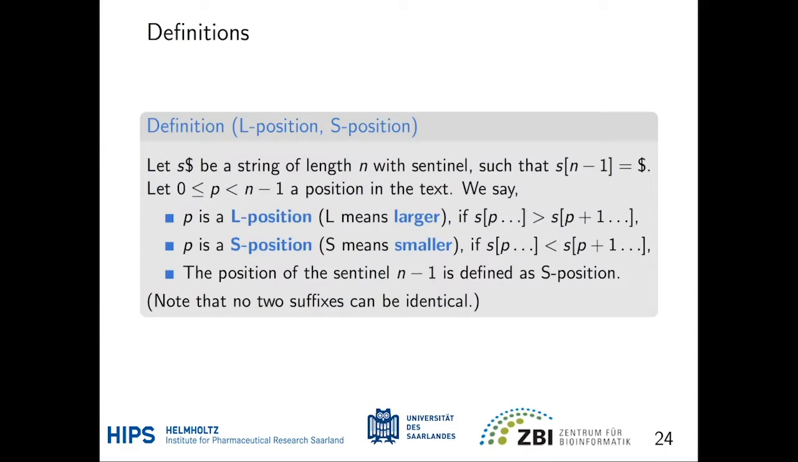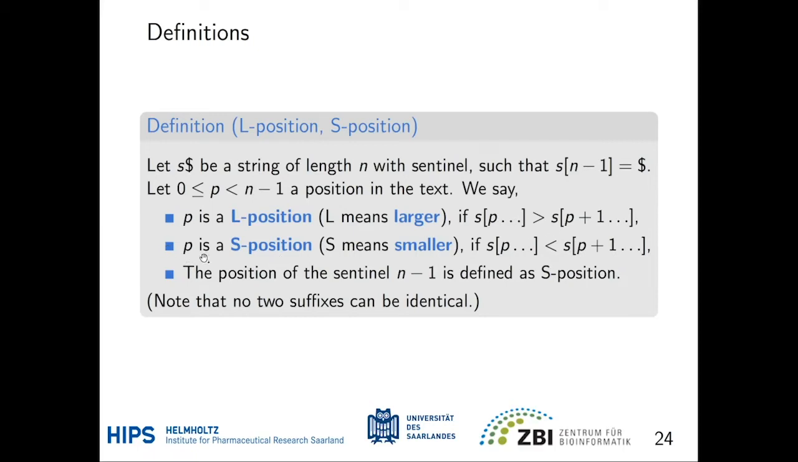First, let's introduce some definitions. Consider a string S of length n with a sentinel. Then every position of the text except the sentinel position can be classified as an L position or an S position. A position P is called an L position, where L means larger, if the suffix starting at position P is larger than the suffix starting at the next position.